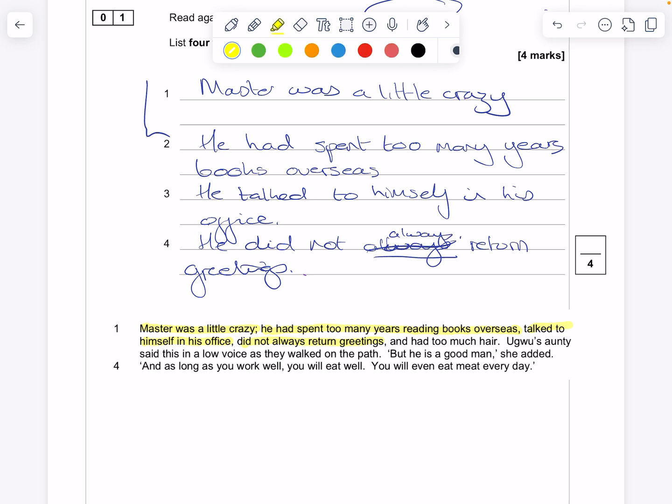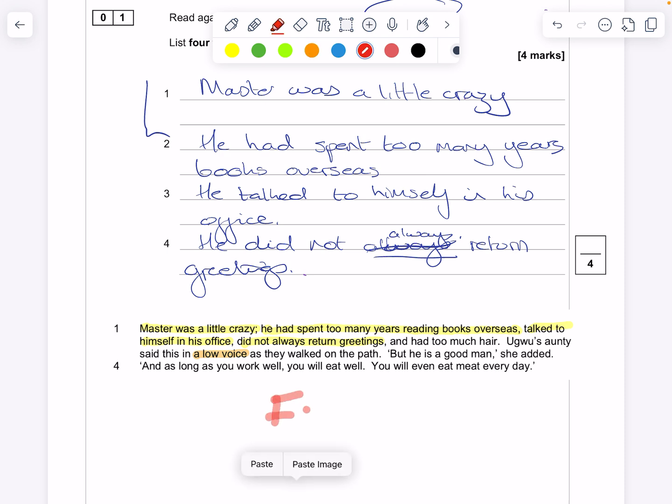Now, when you look at the rest of this extract, there's part of it that aren't relevant. So the auntie said this in a low voice. If you wrote he spoke in a low voice, that is incorrect because it's not about him. So again, check everything that you are writing. You only need 4. That is our question done.